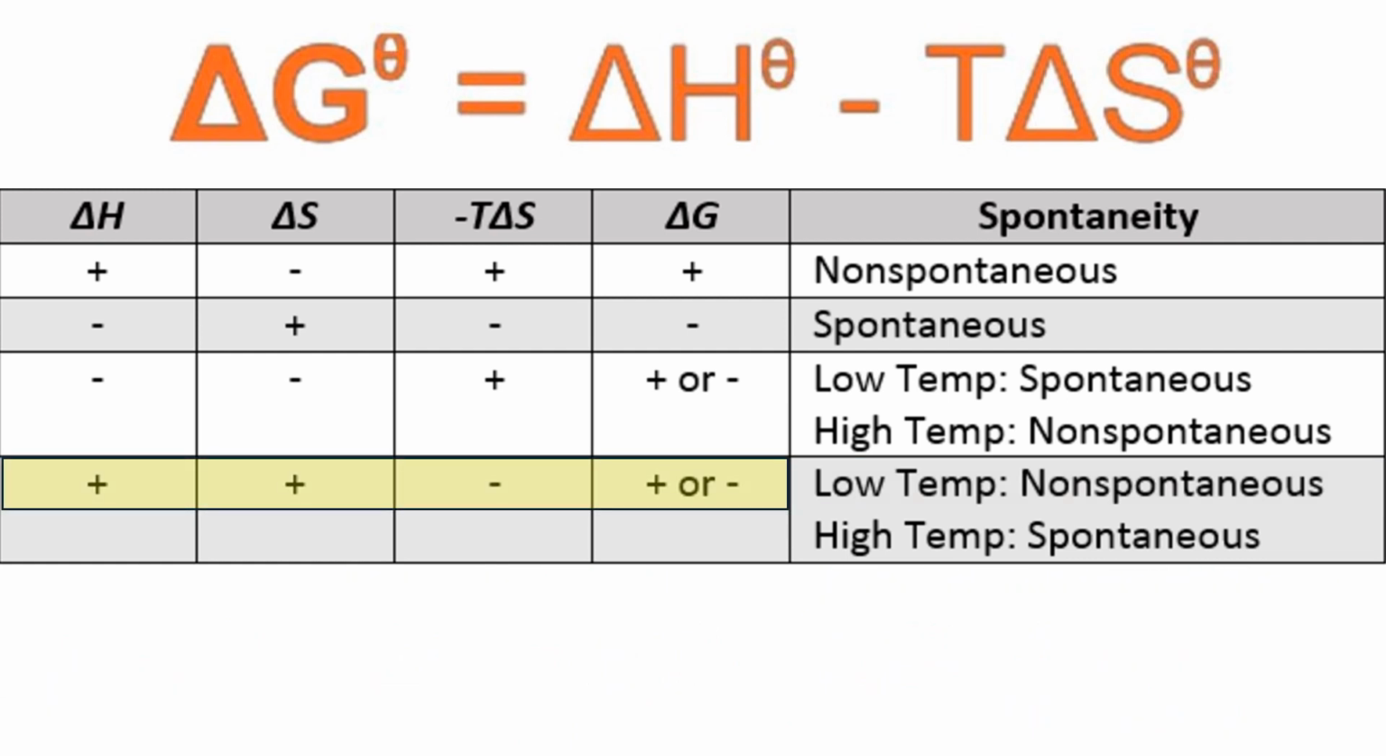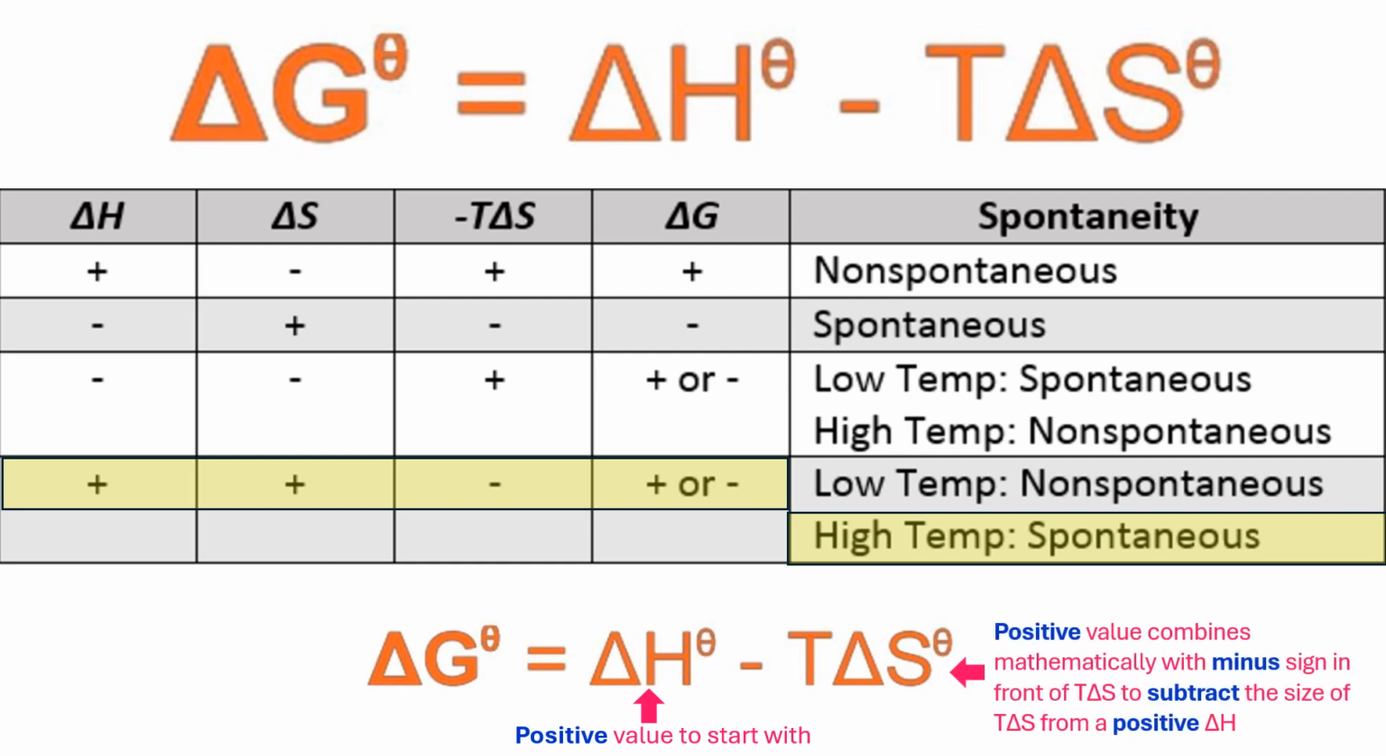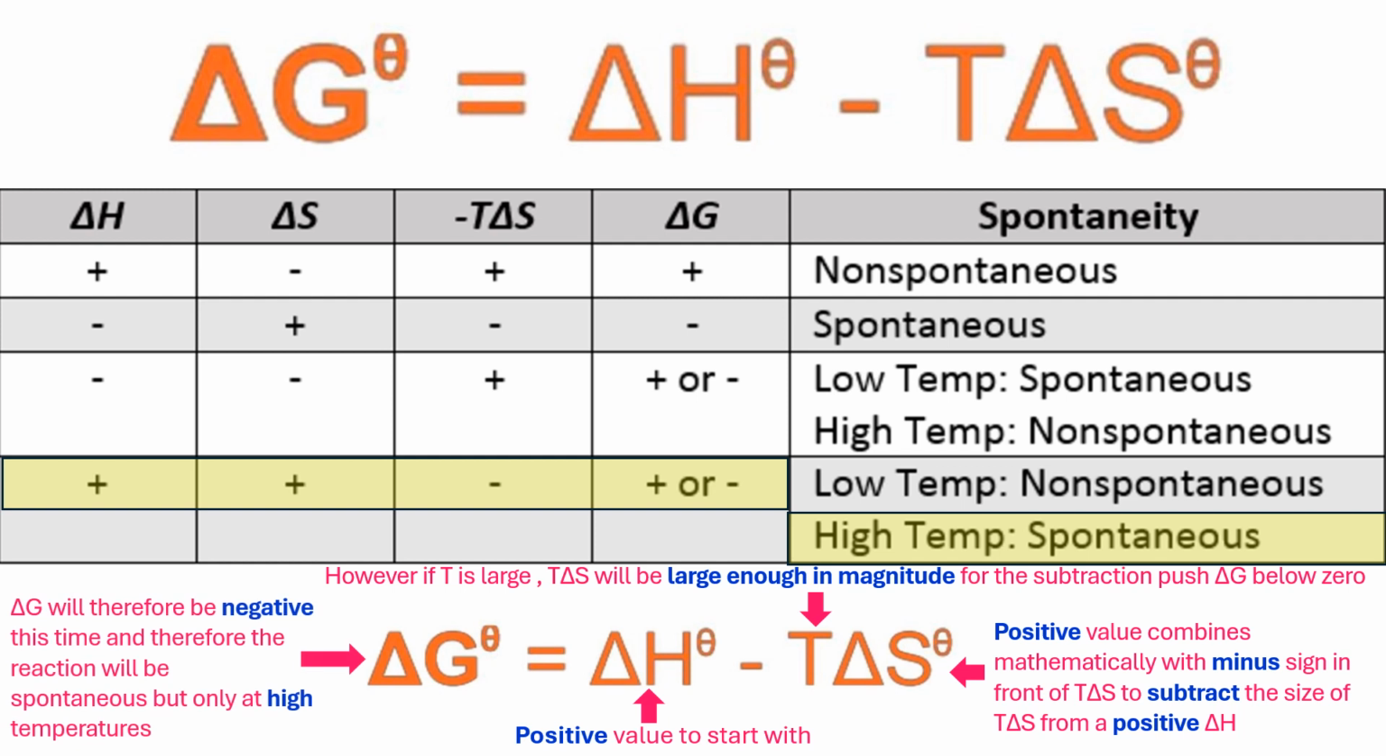If we raise the temperature this time, so still the same relationship between T delta S and delta H, but if T is larger, the subtraction will push delta G below zero. So this will now make delta G negative and the reaction will be spontaneous, but only at high temperatures.